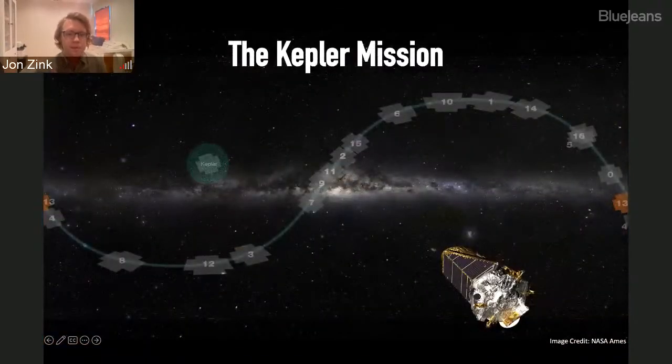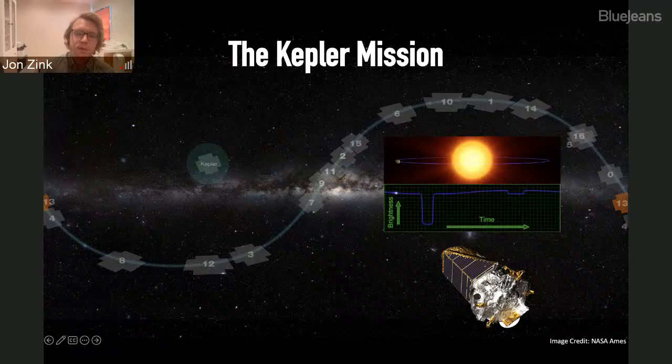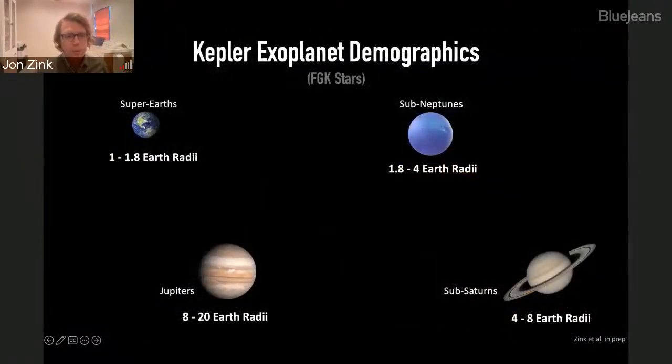The bread and butter for doing so is usually the Kepler mission, because it stared at one patch of the sky for 4 years, collecting photometric data, and provided us a nice homogeneous sample of planets to carry out all these demographic studies with. Looking at the Kepler sample, we could divide planets into 4 different classes: super-Earths, sub-Neptunes, Jupiters, and sub-Saturns. And for each of these different classes, we found somewhat unique occurrence distributions.